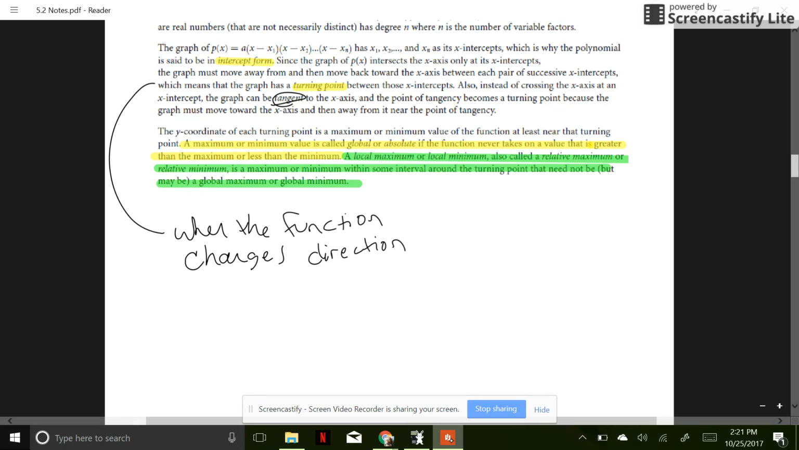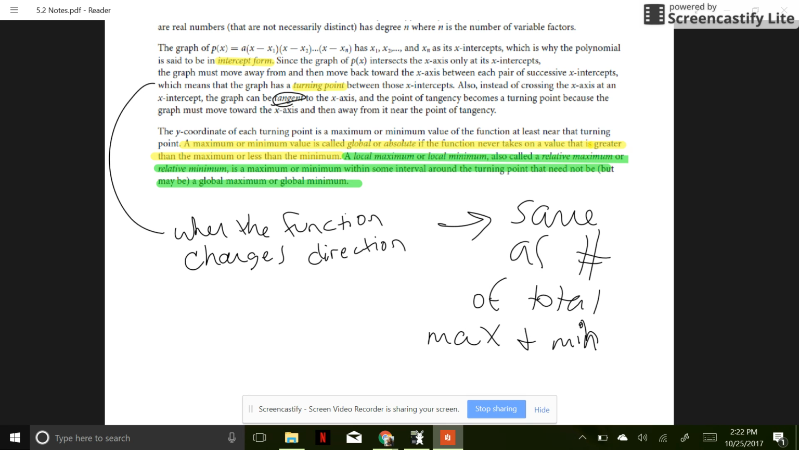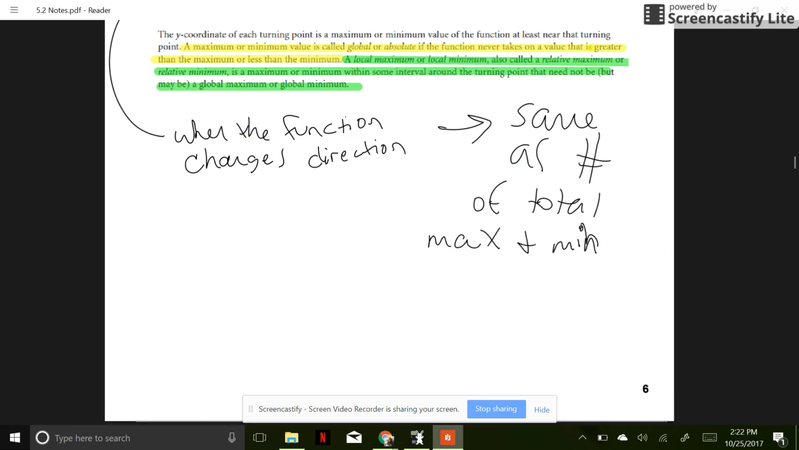Now, one other thing about turning points: the number of turning points should be the same as the total number of maxes and mins. So if you've got 1 maximum and 1 minimum, you should have 2 turning points, because you've got 1 maximum and 1 minimum.